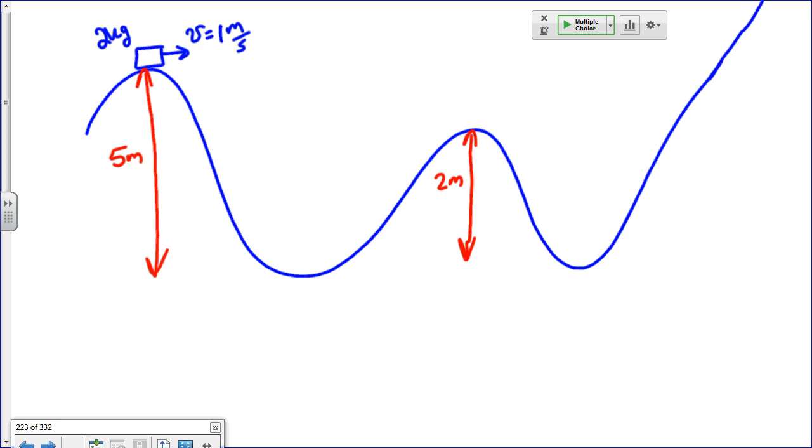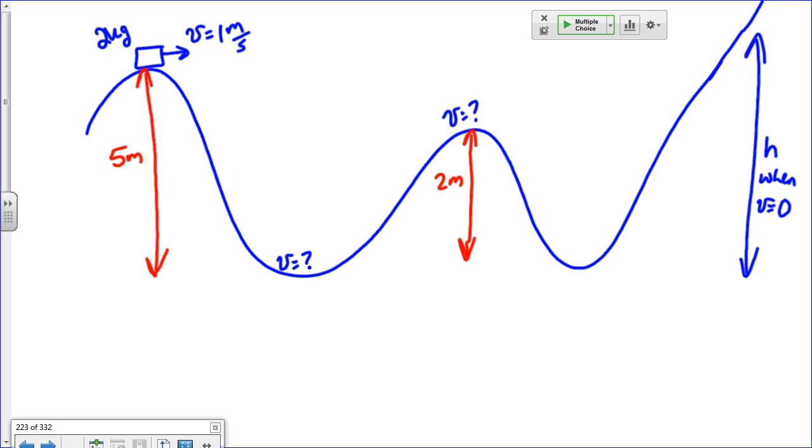And I would ask you, for example, several things. I would ask you, what is the speed here? What is the speed here? And how high does this guy go up before he stops? So what is this height when v equals 0? It would probably look a lot like this, actually, asking you those questions.